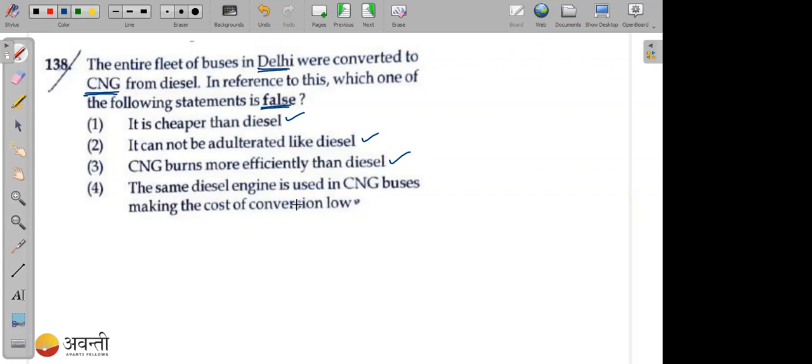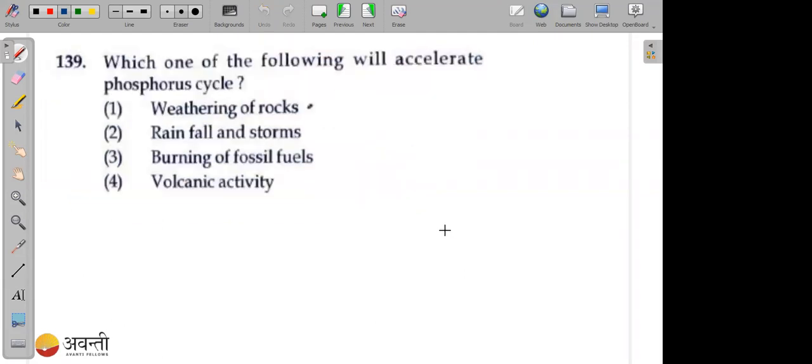Next, the same diesel engine is used in CNG buses, making the cost of conversion low. Actually, this statement is wrong. Why? Because a diesel engine has a different mechanism and a CNG engine has a different mechanism. Because of this, this option will be false, and that's why the correct option is 4. The same diesel engine will not work for CNG. So moving forward, next question.